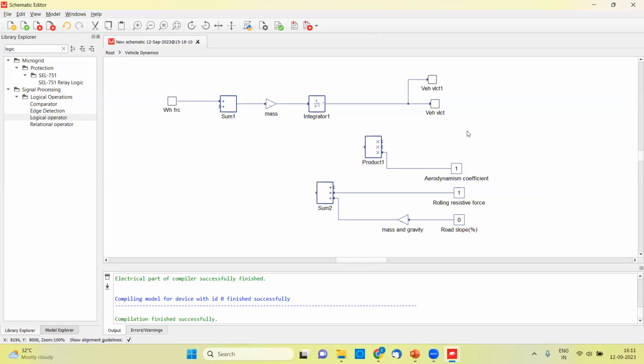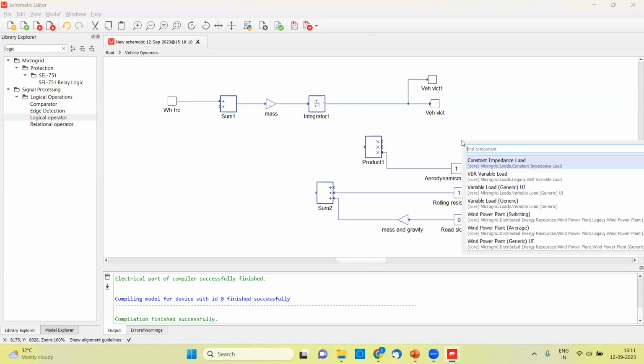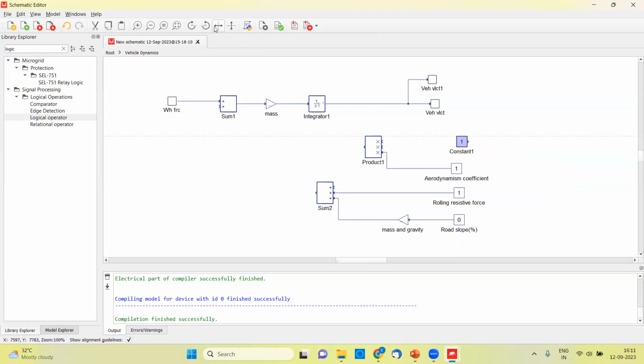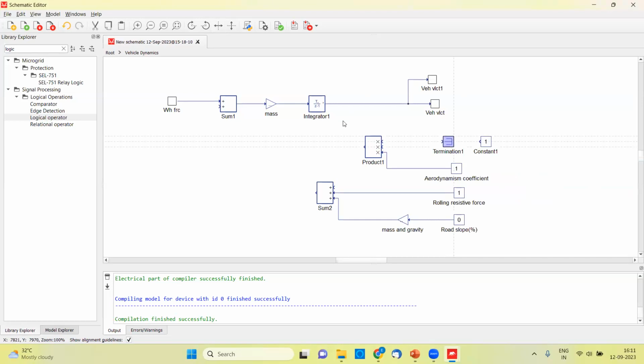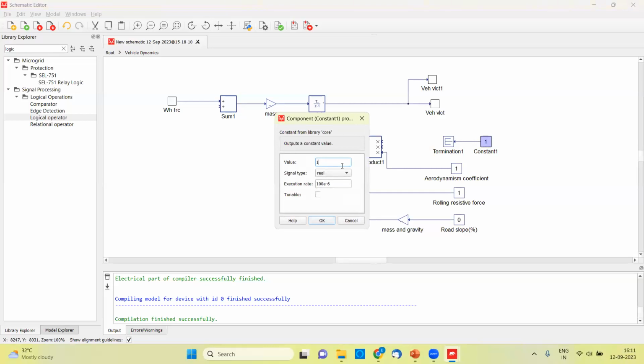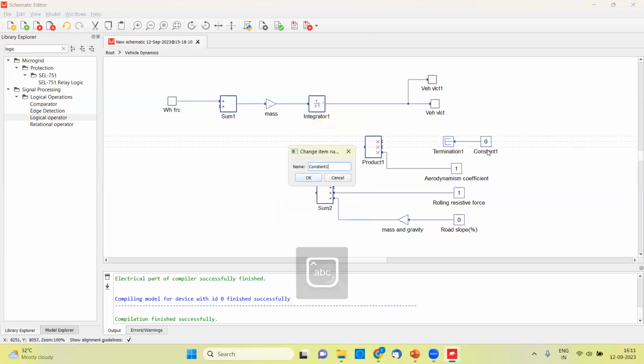But for this case, we have taken the wind speed as 0 only. So I'm just going to define it by using a constant, and I'm taking a termination over here. So again, this is 0. This is TS. This is wind speed in MPS. So you can understand that wind speed is 0, and that is getting terminated. So if we are using this value anywhere, it will be considered as 0 only.